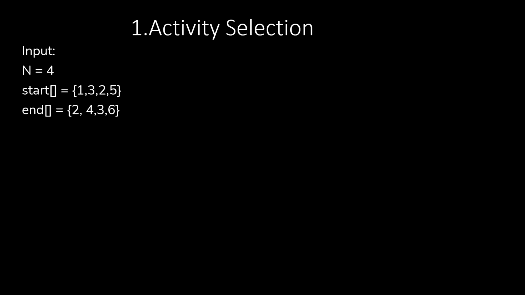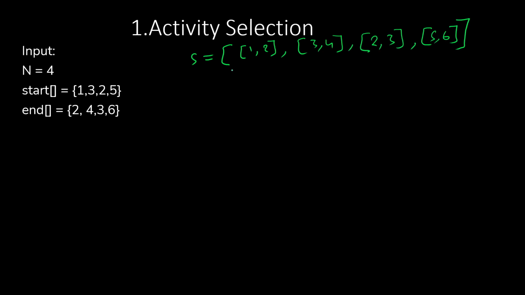Let us start with the example here. We have to make an array or a list, and in that list we have to include start and end pairs. This is a multi-dimensional list. Now we have included starting and ending days in a multi-dimensional list, and we have to sort this array.